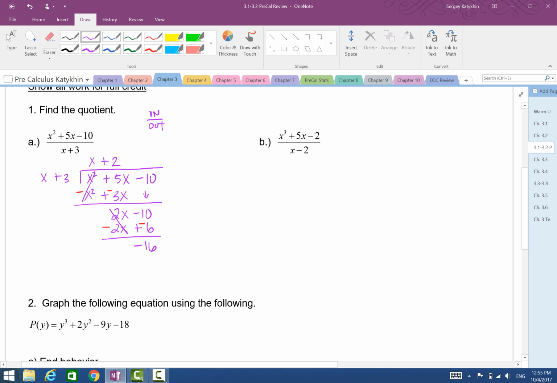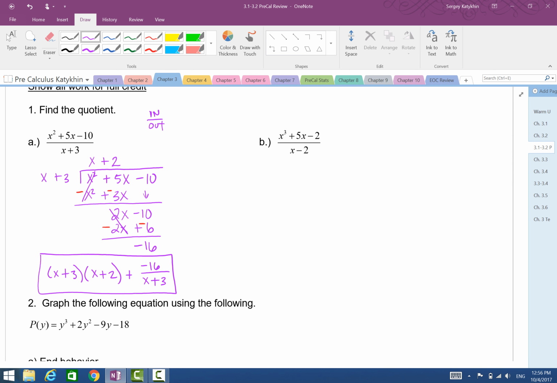So our answer is going to be the quotient, which means we have x plus 2, and then we do have a remainder, so we're going to add a negative 16 divided by our original divisor, which means x plus 3. So that's going to be our answer for the letter A in problem 1.